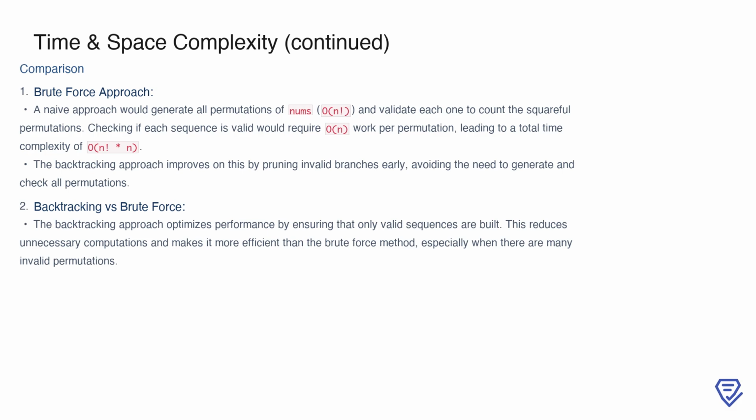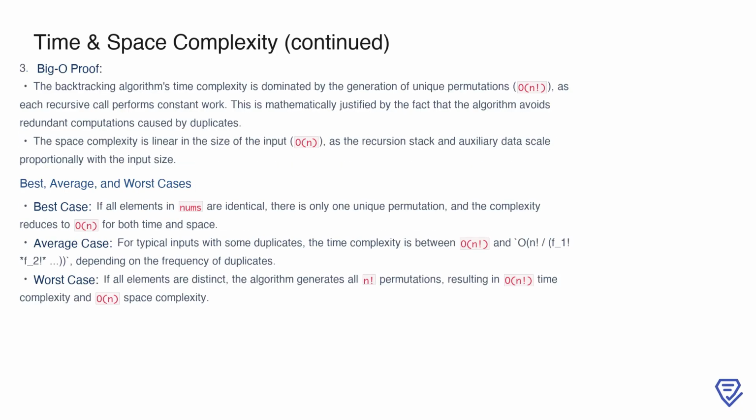Instead of generating and checking every permutation, it builds only those sequences that are valid, skipping unnecessary computations. This makes backtracking far more efficient than brute force, particularly when the input size is large or when there are many invalid permutations. Finally, let's solidify our understanding of the time and space complexities with a formal proof.